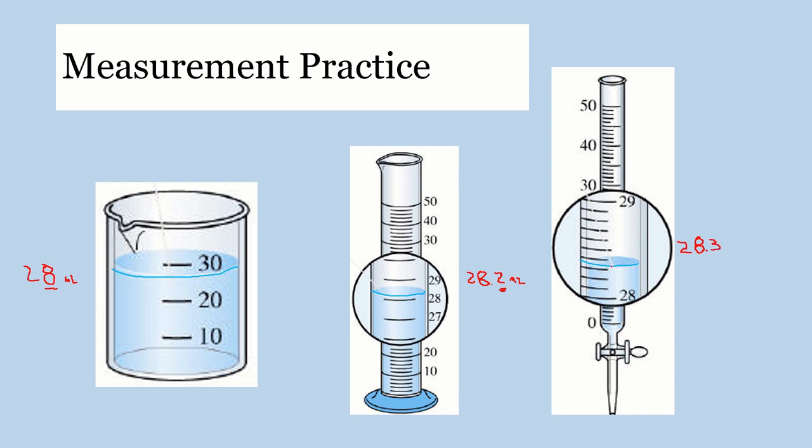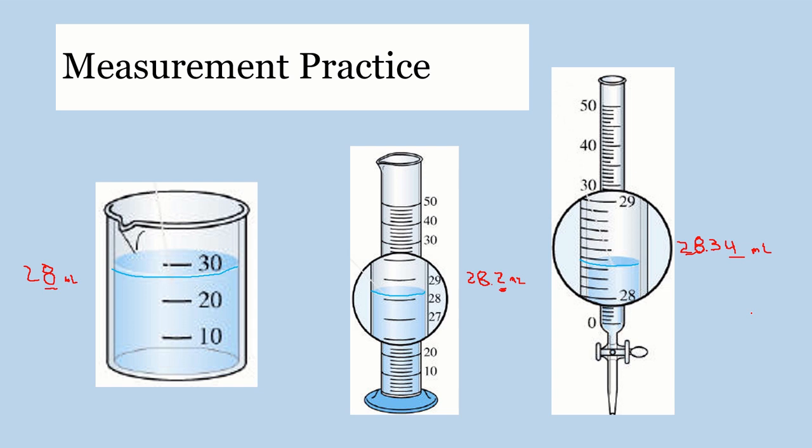Now I get to make an estimation. How far the way through is it? Well, I think it's, I don't know, 4/10, 3/10 of the way through, something like that. So I'm going to go ahead and write down 4. Now these are known: the 2, the 8, and the 3. I know it's between 28 and 29. I know it's between 0.3 and 0.4. So this is my estimated digit. Notice in all of them, the last digit written is an estimation.